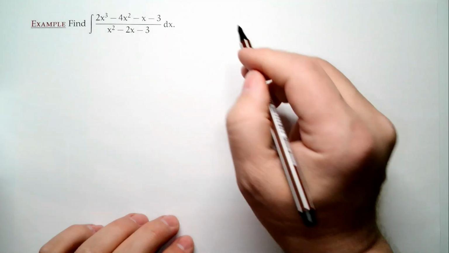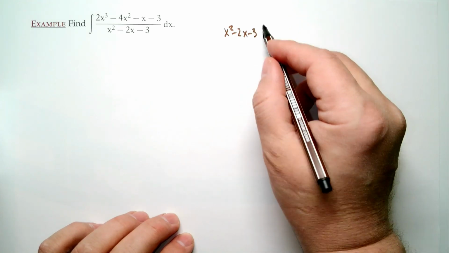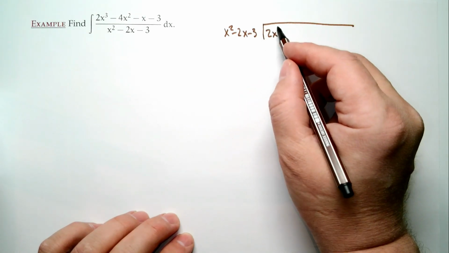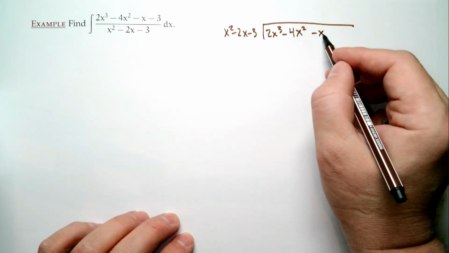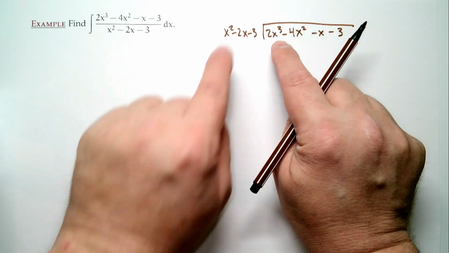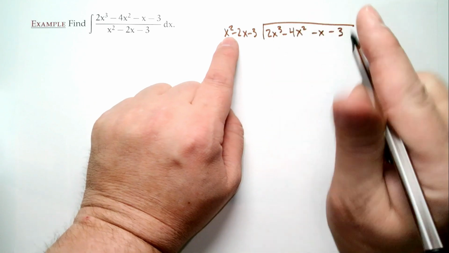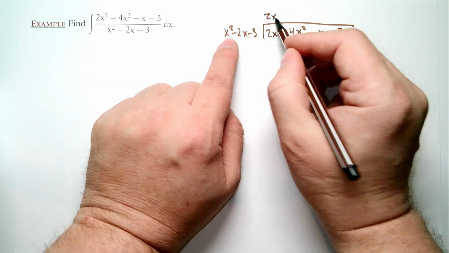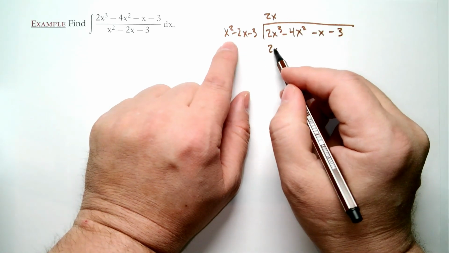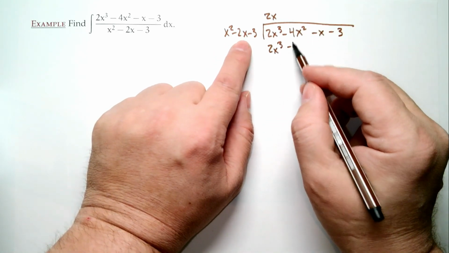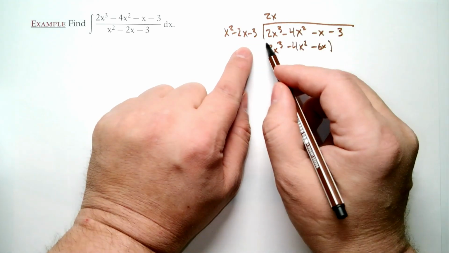All right, so we're going to take our x squared minus 2x minus 3, that's our denominator, and we're dividing it into our numerator. Now, upstairs, there's actually no terms missing, so there's no need for a 0 placeholder. That's okay. X squared, what do I need to multiply to get to 2x cubed? 2x. So I'm going to multiply 2x by that expression. That's going to give me 2x cubed minus 4x squared minus 6x. Subtract.